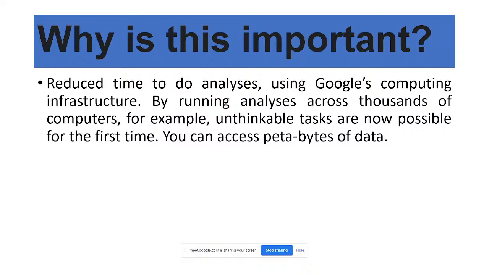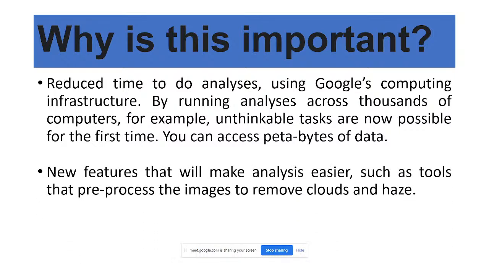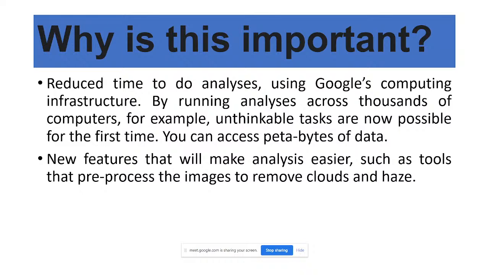So it reduces your analysis time, and its computing power is very fast. You can easily access petabytes of data. And it has some new features that help you remove cloud and haze from your satellite images. Suppose you want to work with a rainy season or wet season image, you can find some cloud and haze. But in the Google Earth Engine platform, we can easily remove all of the cloud and haze from the satellite images and get very clear images.